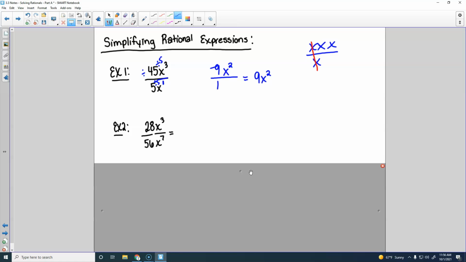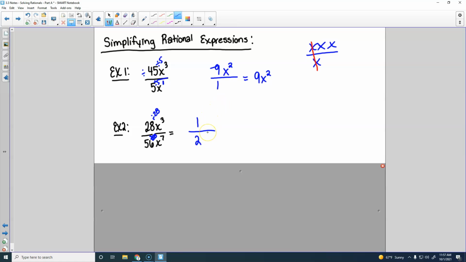Alright, so I got 28x to the third over 56x to the seventh. Is there anything that will go into 28 and 56? Oh, 28 does? Oh, it is, isn't it? I was expecting 7. 7 goes into both of them, but I guess you would probably have to reduce after that as well. So we can divide both of those by 28. So we just get a 1 over 2.